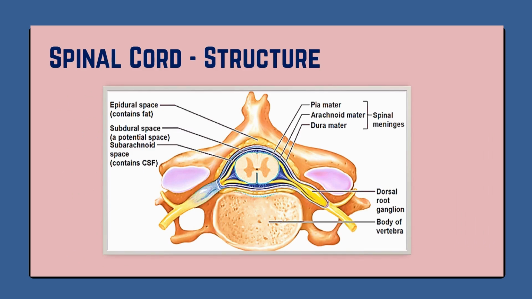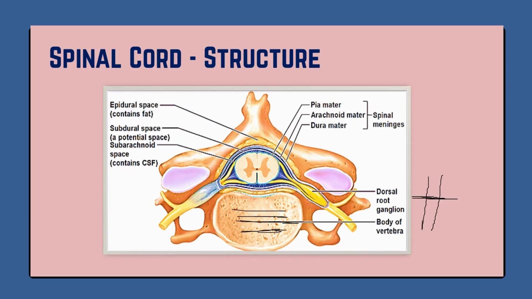Now here I have a diagram. Suppose this is your spinal cord, and if you cut the spinal cord in half from here and then look at it from the top, this is how it looks. You cut the spinal cord and then look from the top, this is what you see. This huge part is the bony part.